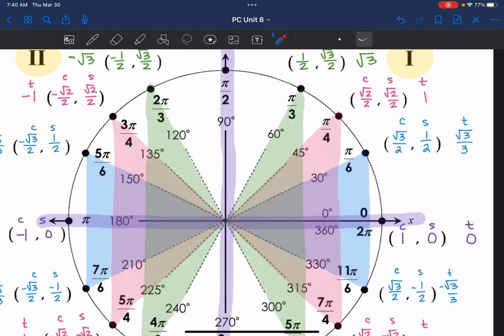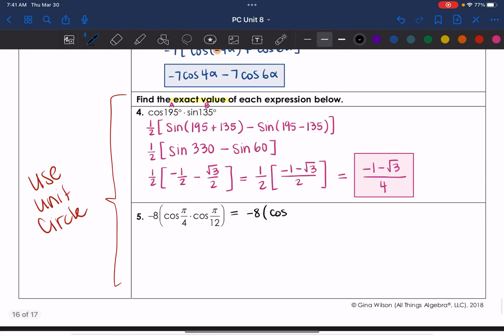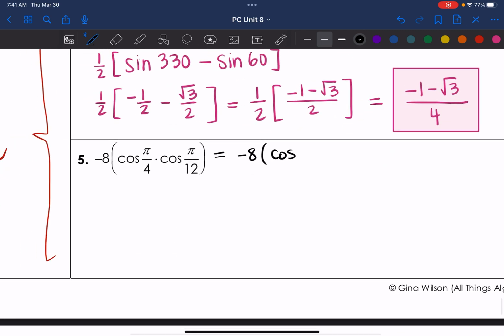The other one that we had was pi over 12, and there is no pi over 12. It would have been somewhere around here. So if you do your conversions, pi over 12 is actually 15 degrees. So here, this would be cosine of 45 times cosine of 15. Just makes it a lot easier to think of it in degrees. So 45 is going to be our A, 15 is going to be our B.